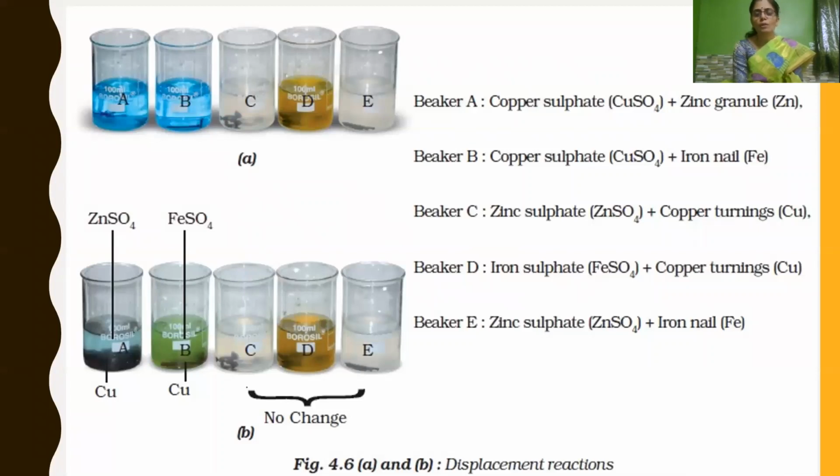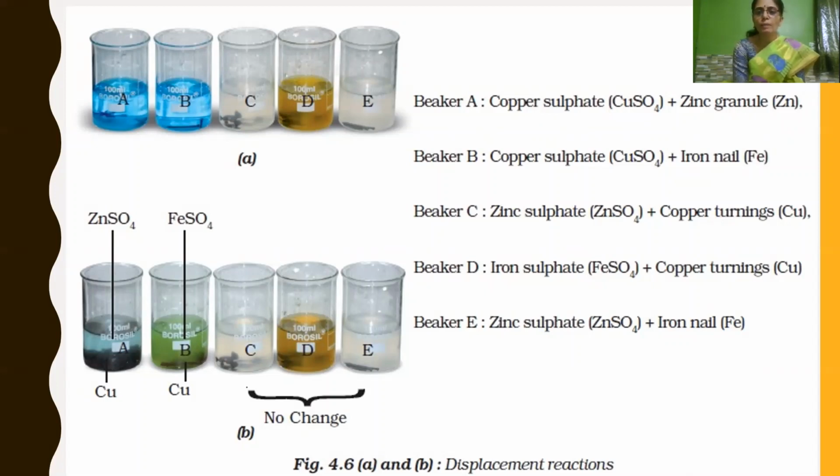Iron sulfate and copper. If you compare, copper is less reactive than iron. It cannot displace iron from its compound, so there will be no reaction. And in beaker E, zinc sulfate plus iron. Iron is less reactive than zinc, so it cannot displace zinc from its compound. So there will be no reaction.